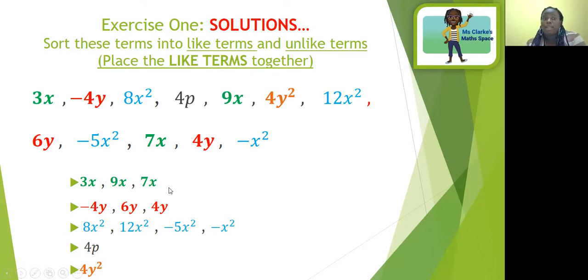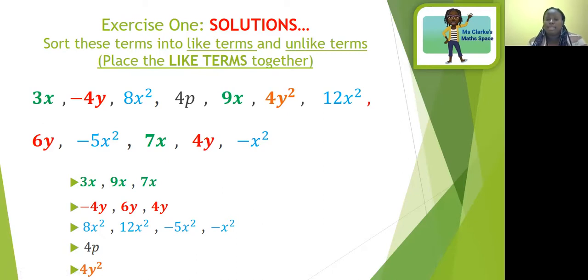Then I decided to group all the y's together. So I colored them in red, bright red. So we have negative 4y, then we have 6y, and then we have 4y. So that's the next set of like terms, and that's in red.